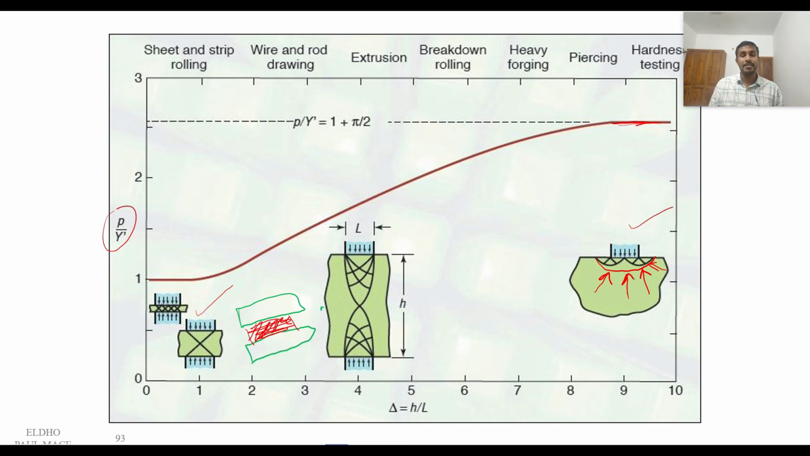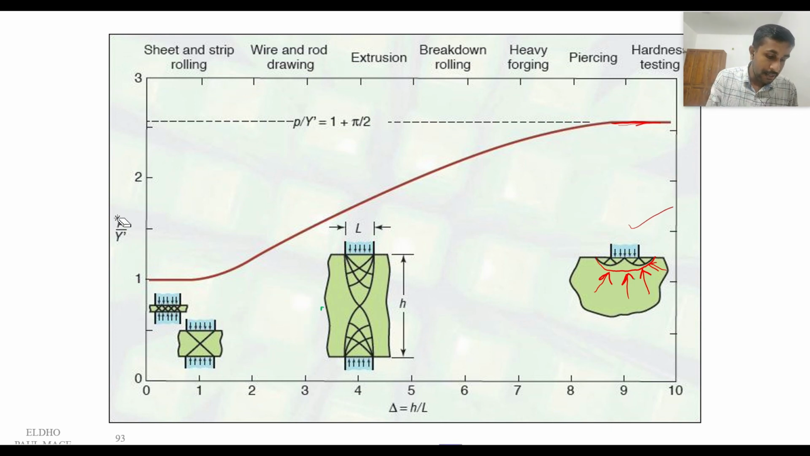But when friction comes into the picture, the pressure is proportional to the A by S ratio, or instead of A we can give L, so it is proportional to the L by S ratio. That is the opposite of this case. Here, with respect to the S by L ratio, the pressure is increasing, but the pressure is proportional to the L by S ratio when friction is considered.